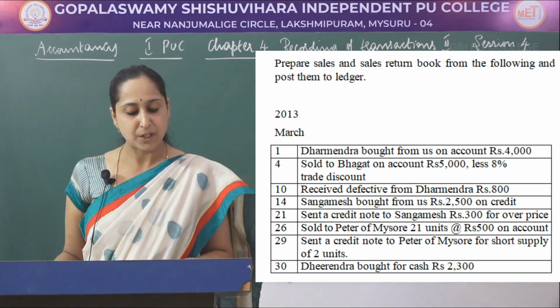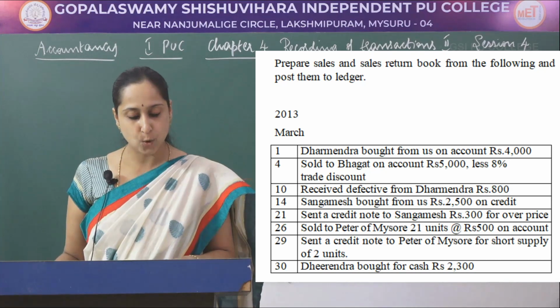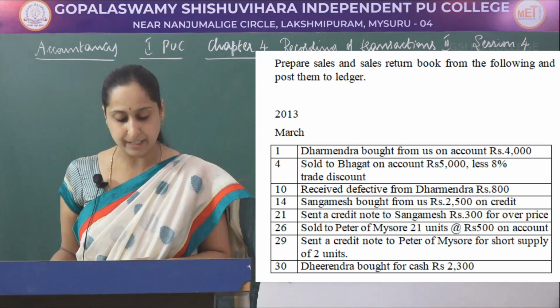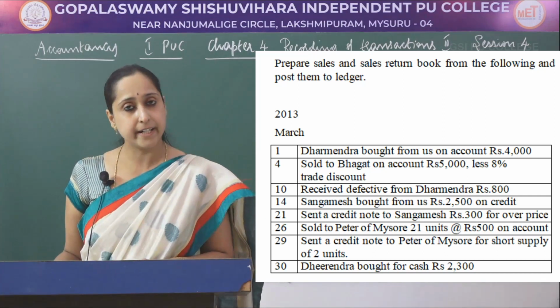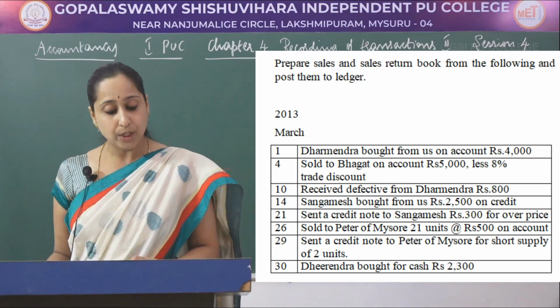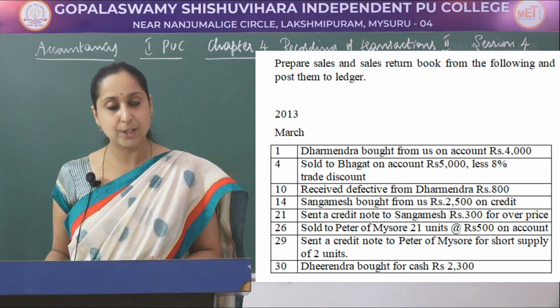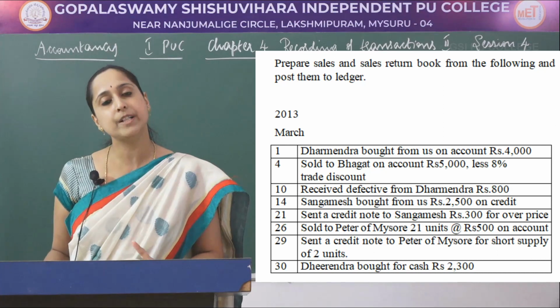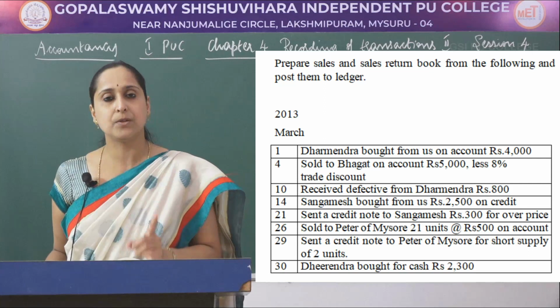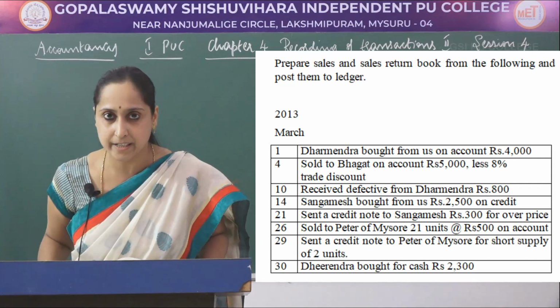And on 29th, sent a credit note to Peter of Mysore for short supply of 2 units. Here also we are sending a credit note because there is a short supply of 2 units. So 2 units, you know, per unit is rupees 500. So 2 units into 500, it is 1000. So Peter 1000, we have to record in sales return book.